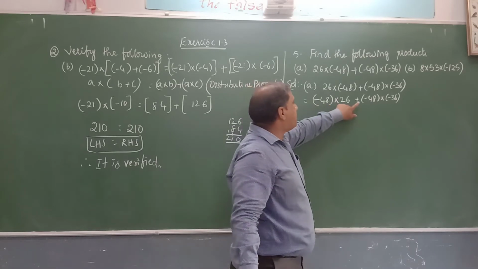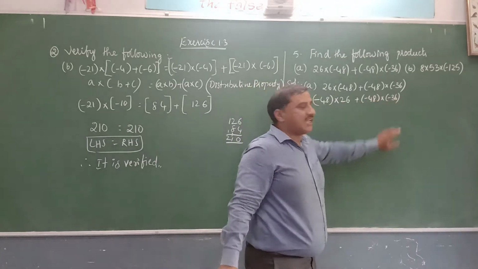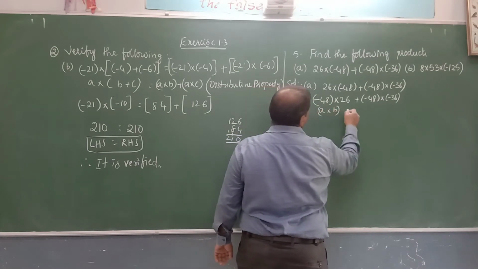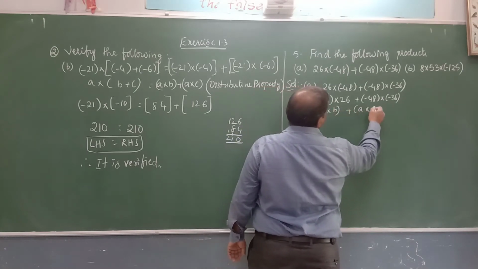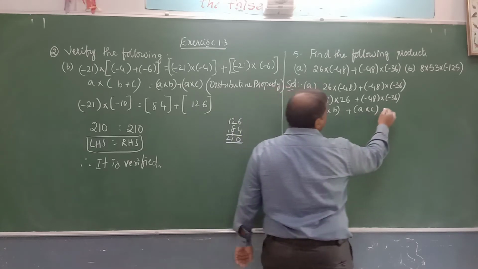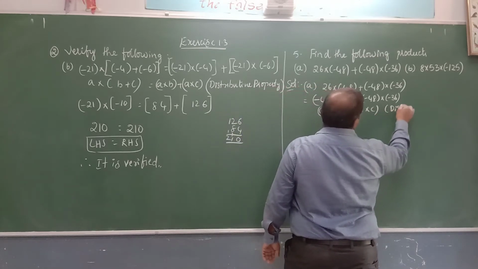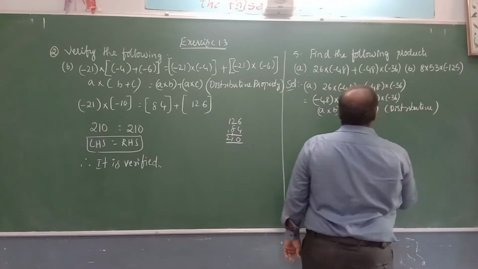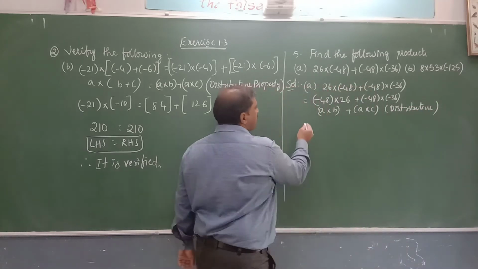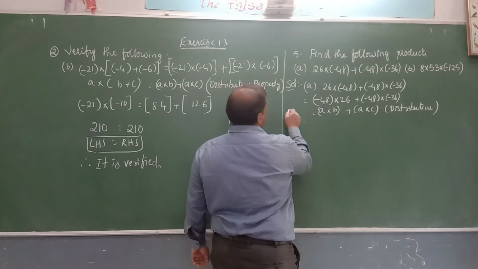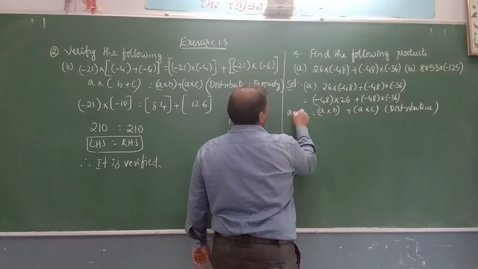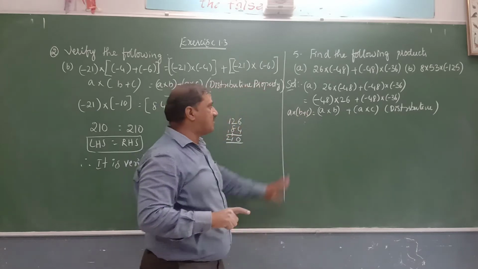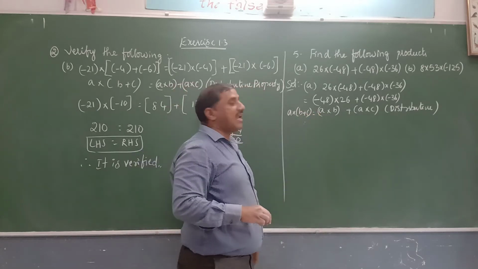A into B plus A into C. See here, A is minus 48. A into B plus A into C. What property is it again? Distributive property. Now what is this form? A into whole B plus C is equal to A into B plus A into C.